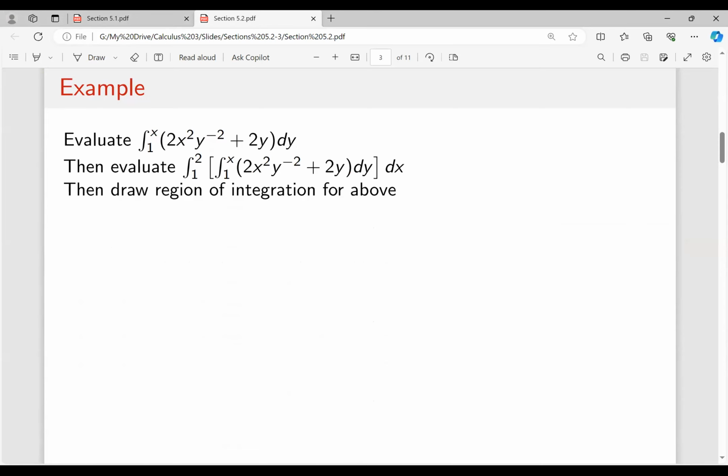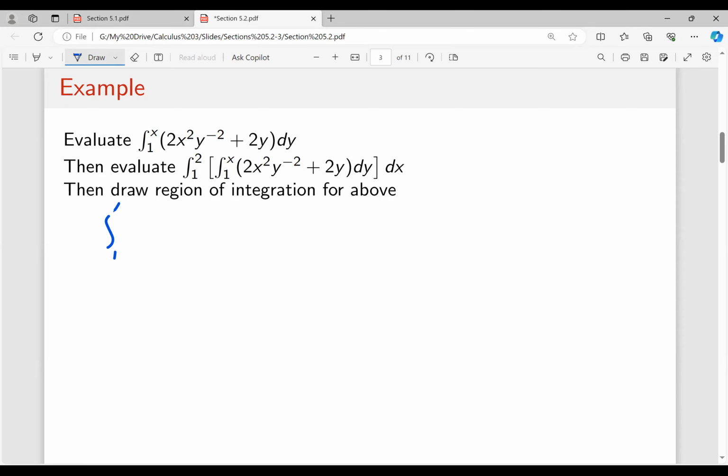Now, we are going to start solving double integrals where we're going to have variables in the upper and lower bounds of our integrals on the inside. So what we're going to do is we're going to solve this thing right here, and I'm going to do it in stages, and then we're going to draw the region of integration. So first, let's do that integral.